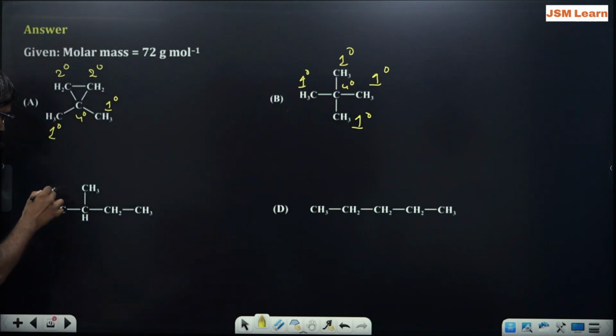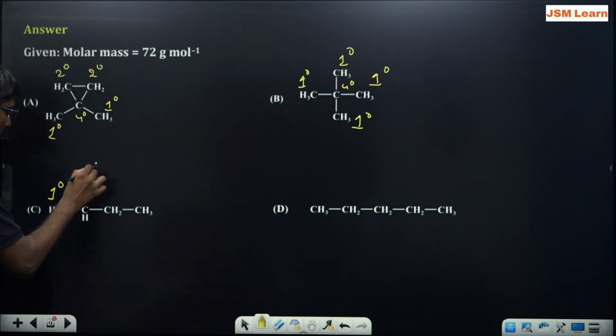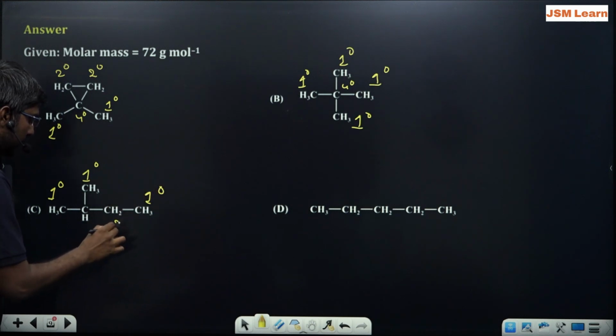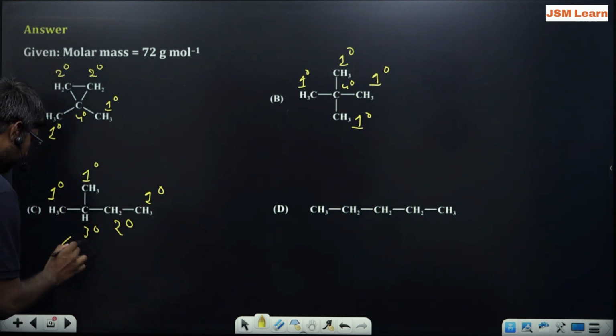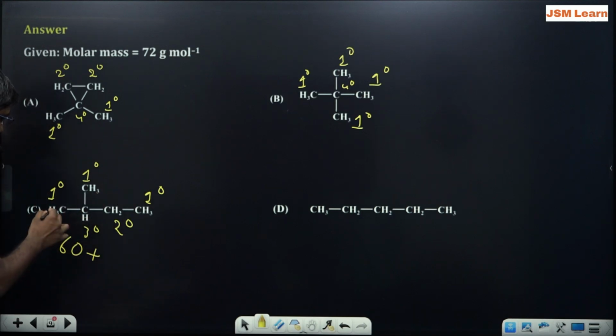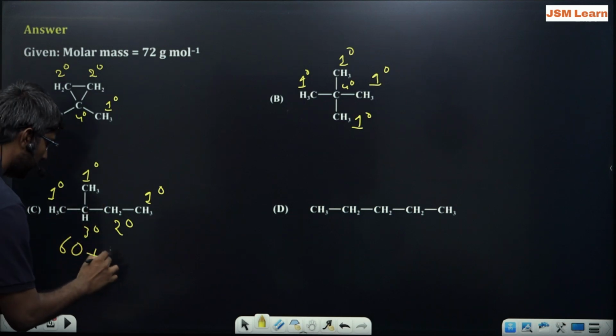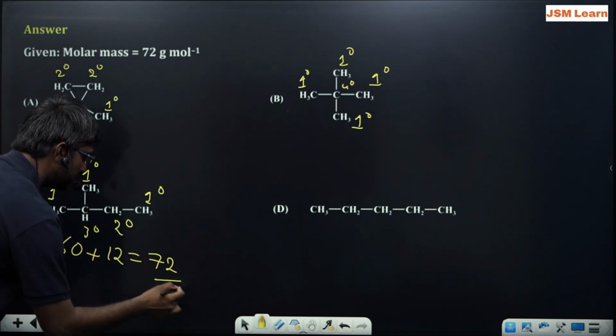Next, see this, it is primary, it is primary, it is also primary, this is secondary and it is tertiary. See here in this molecule we have 3 primary carbon atoms and let us see the molecular mass whether it is 72 or not. So how many carbons are there total? 1, 2, 3, 4, 5. 5 carbons. Carbon atomic mass 12. So 5 into 12, 60. Right. And how many hydrogens are there? 3 plus 3, 6. Plus 3, 9. Plus 1, 10. Plus 2, 12. So total 72. Molecular mass is 72.